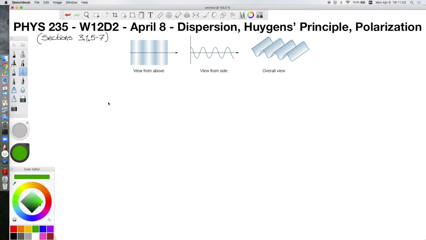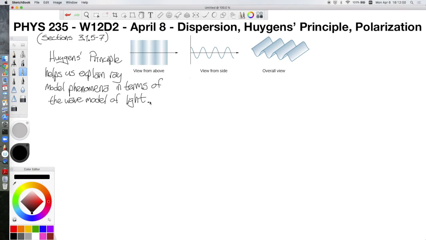The next thing we're going to talk about is Huygens Principle. And Huygens Principle is useful for explaining some of the phenomena we see in the ray model of light in terms of the wave model of light. And to explain what Huygens Principle actually says, I'm going to need to introduce a term. And that term is a source of wavelets. So if you have a source of wavelets, you can think of this as something that is creating light rays or creating light waves if you prefer to think about it that way.